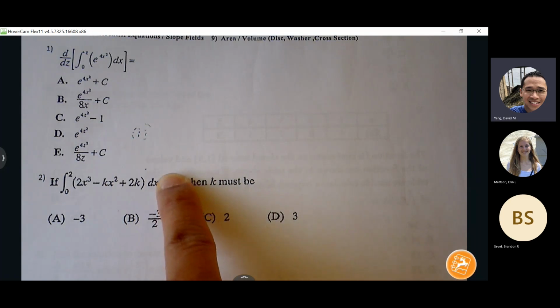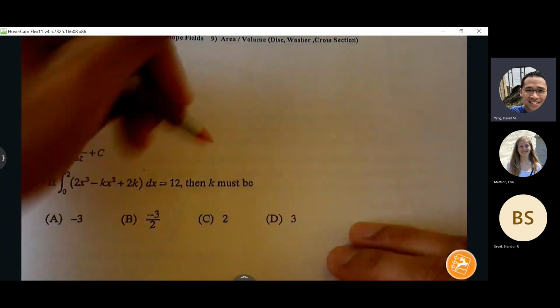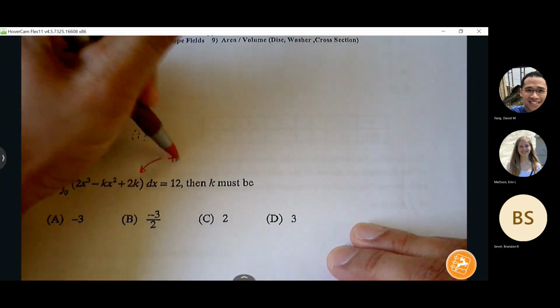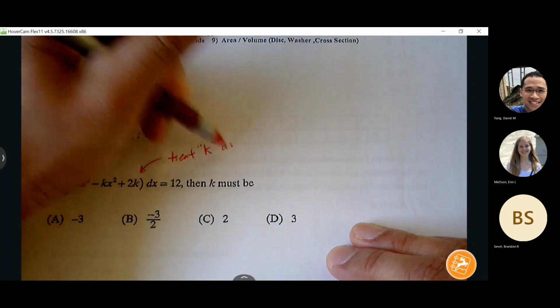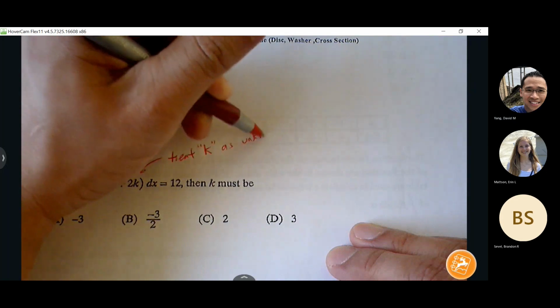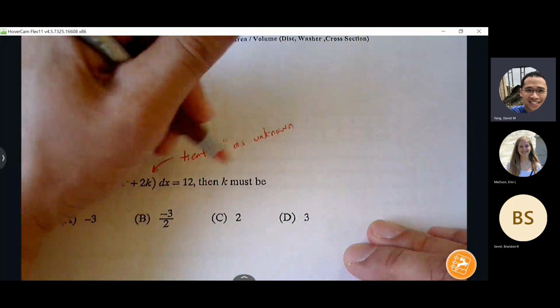Let's see whatever we get in return, we can then deal with that 12. But then we see something a little strange here, and that's that k. Right? What does that k mean? Just treat k as an unknown constant. Okay, so it's not a variable, it's a constant. So treat k as an unknown constant. However way you treat constants, that's the way you're going to treat k.